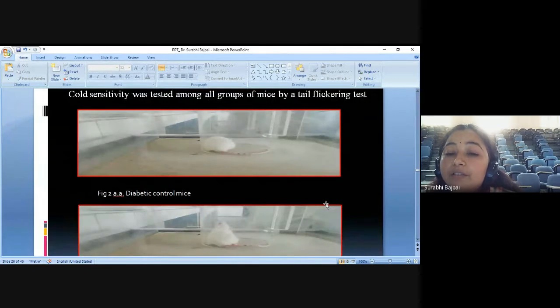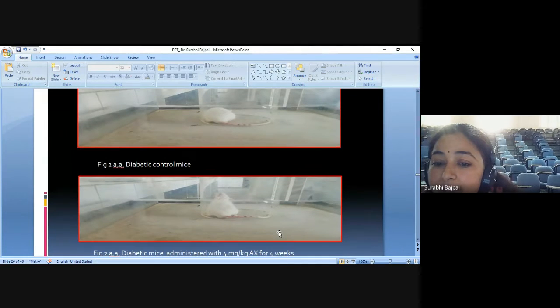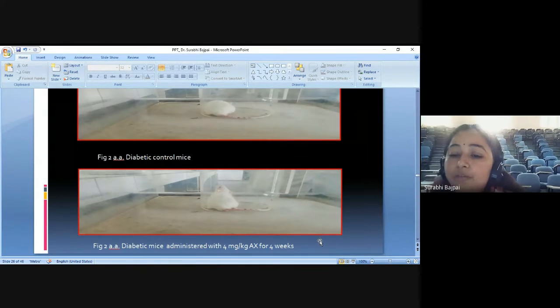Next, we tested cold sensitivity, again by the tail flicking test. As you can see, the upper ones are diabetic control mice, which show almost no tail flicking during the cold sensitivity test. So we can infer that cold sensitivity is lost in the diabetic mice. The sensation is lost. Obviously, that may be the play of the DRG, the dorsal root ganglion of the spinal cord, that might have lost the sensitivity. And you can see this has been improved by the administration of astaxanthin.